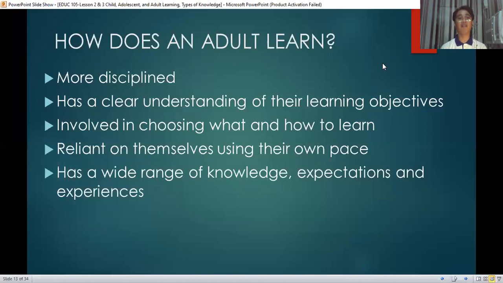Next, they are reliant on themselves using their own pace. So the theory or the principle of existentialism really applies here. Okay, let them discover, let them learn, using their own pace, using their own understanding. And I'd like to emphasize adult learners are independent learners that even without the direct guidance of the teacher, if they would like to learn something, they could learn something. Okay?